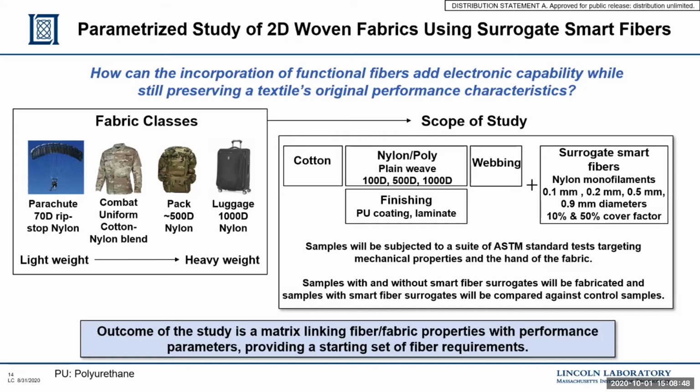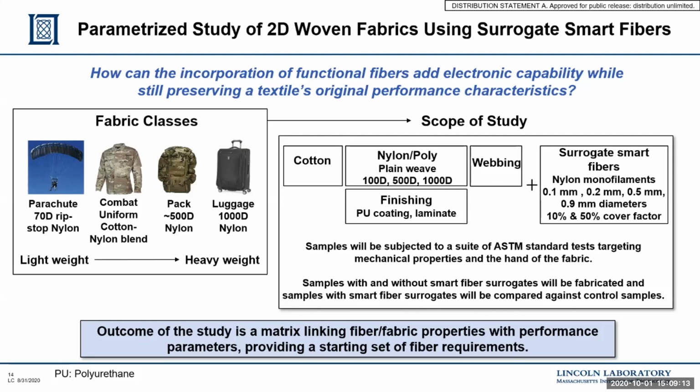To help narrow the focus of the study, we decided to target fabric classes that are most often used by our sponsor. So we targeted 3 fabric weights, light, medium, and heavy, and then used nylon or polyester as our base yarn. We wanted to be able to extend our results to a range of smart fiber architectures, so that they're not tied to a specific functional fiber system. We chose to use a nylon monofilament as a surrogate smart fiber in this study.